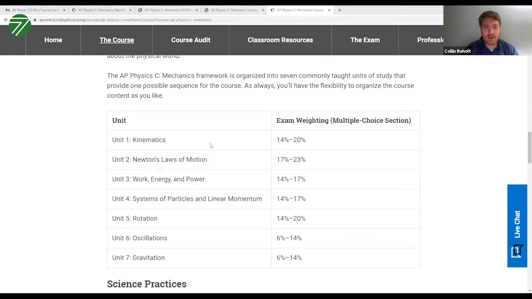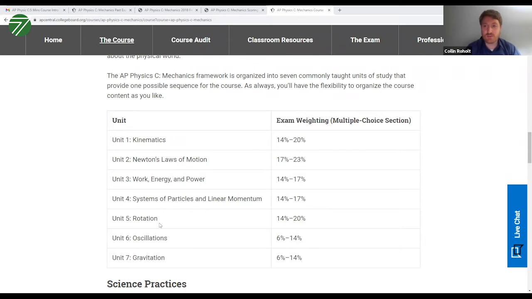The test breaks up into the following subjects. There's kinematics, which is motion, Newton's laws of motion, which is forces, work, energy, and power, which is all the different forms of energy, and systems of particles and linear momentum, which is not just linear momentum, but also center of mass and impulse as well.